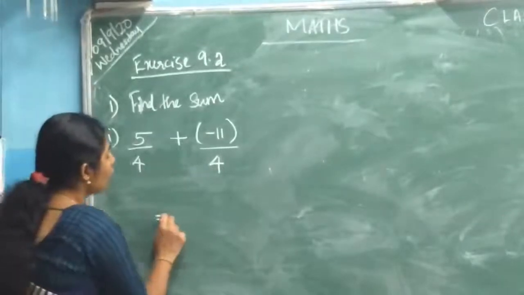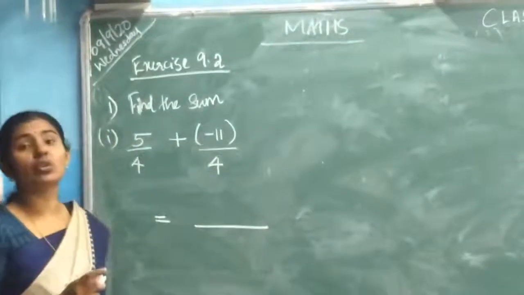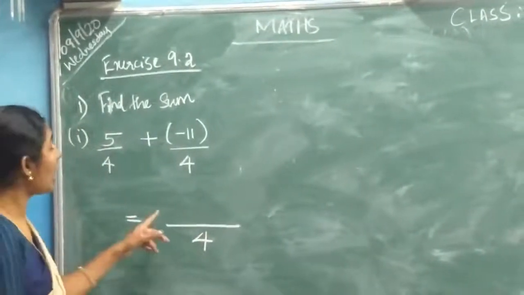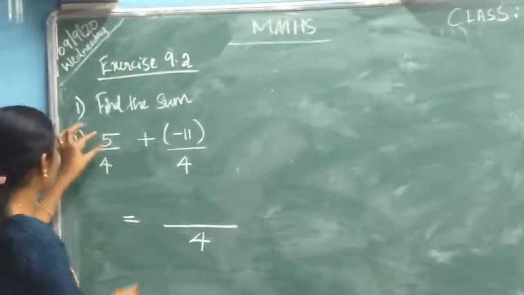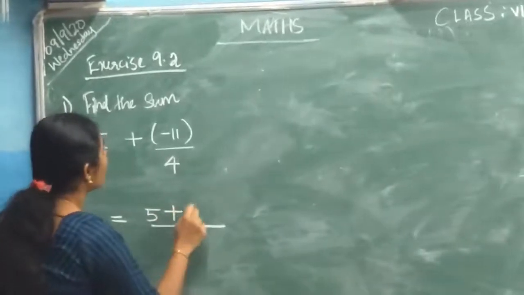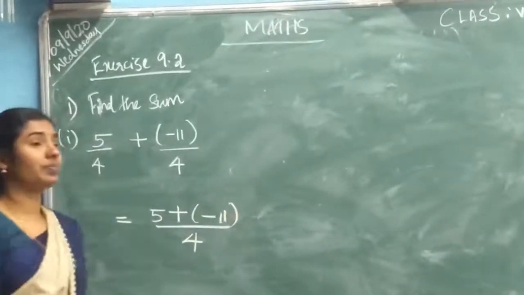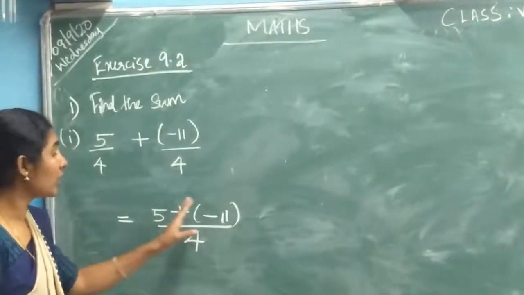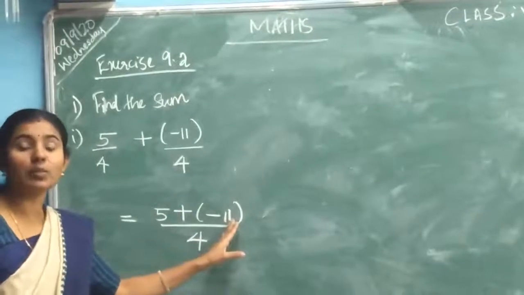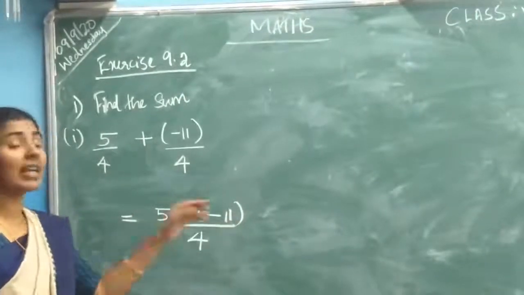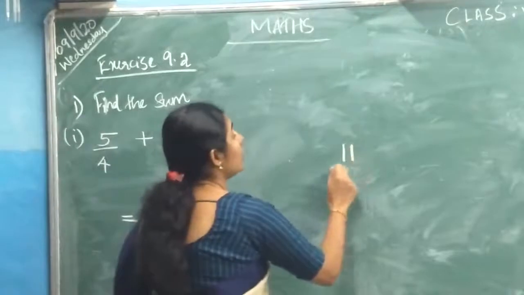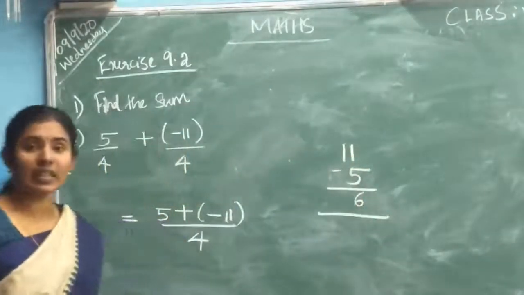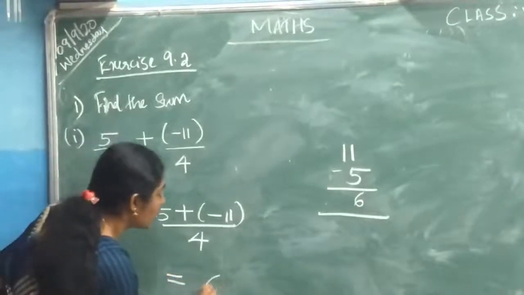So what you should do? By using the first rule, take the denominator common and what will be the numerator? 5 plus minus 11. What is 5 plus minus 11? 5 is a positive number, minus 11 is a negative number. So what you should do? Subtract the numbers. What is 11 minus 5? 11 minus 5 is 6, isn't it? So write 6 in the numerator.